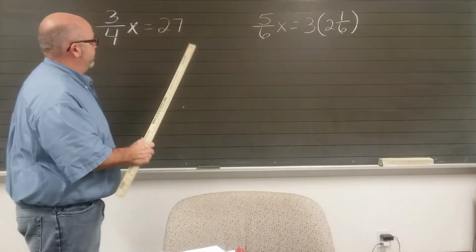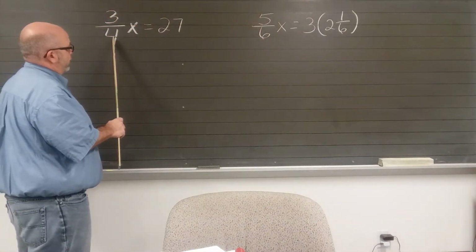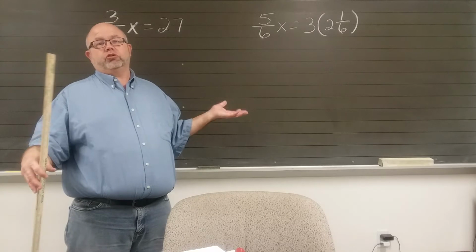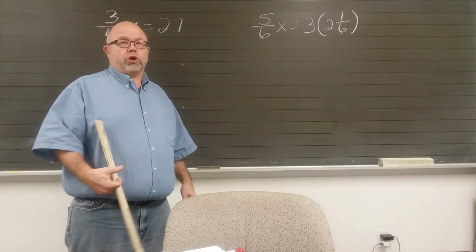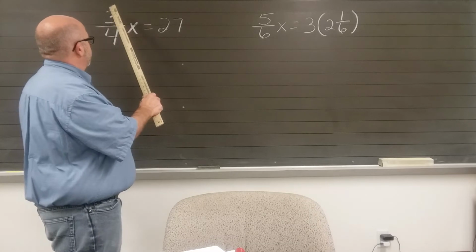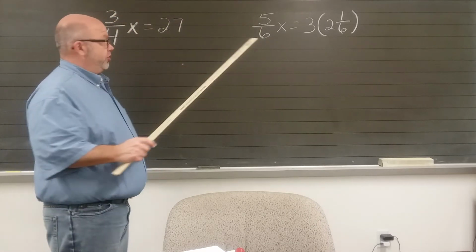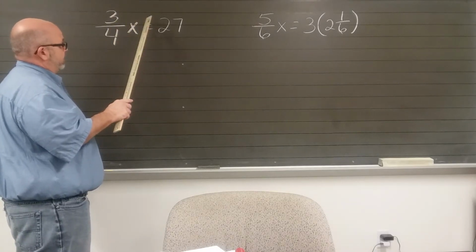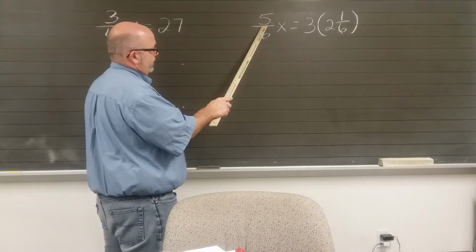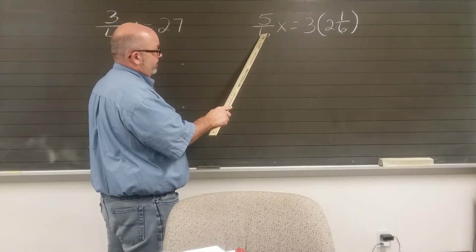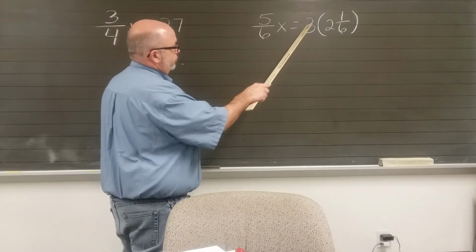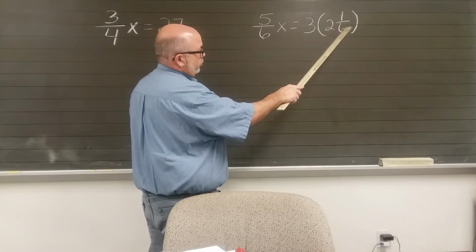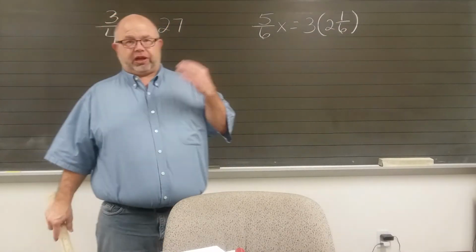Okay, so what you're doing here is 3 divided by 4, right? So when you divide by 4, what do you do? What's the opposite that you do to get rid of the 4? Okay, so in all of these fractions, let's just review what all this means. This means 3 over 4 times x equals 27. 5 over 6, or technically 5 divided by 6, times x equals 3 times, the parentheses means 3 times 2 and 1 sixth. Okay? Don't forget about the language of an equation.